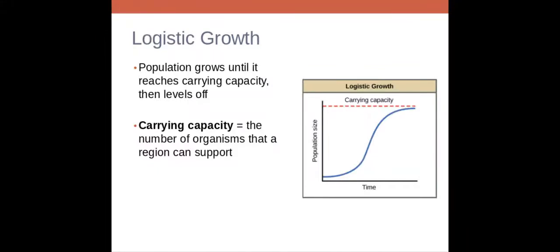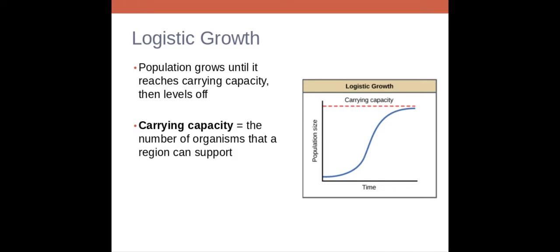The other type of graph that we see is logistic growth. This is where the population grows until it reaches carrying capacity and then levels off. You might be wondering, what is carrying capacity? Carrying capacity is the number of organisms that a region can support. So when we see logistic growth, it had exponential growth until it reached the number of organisms that the environment could support.